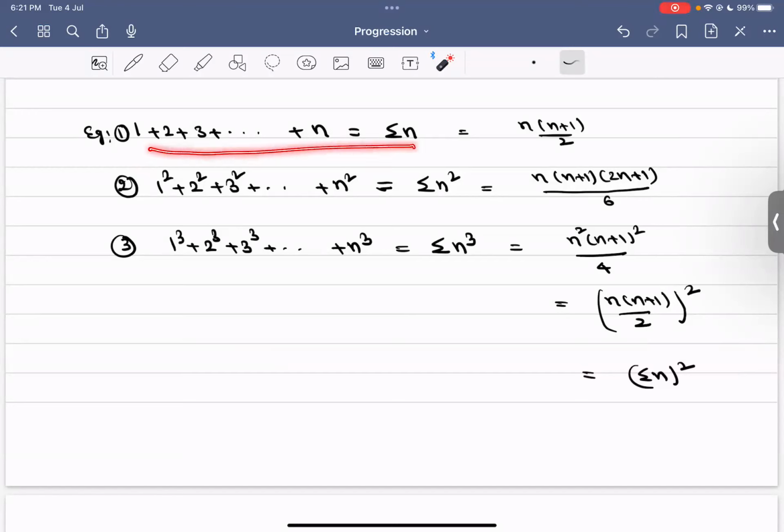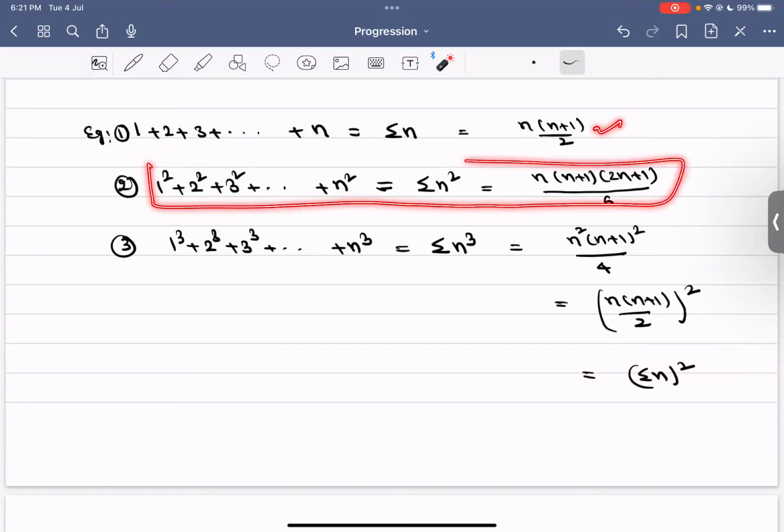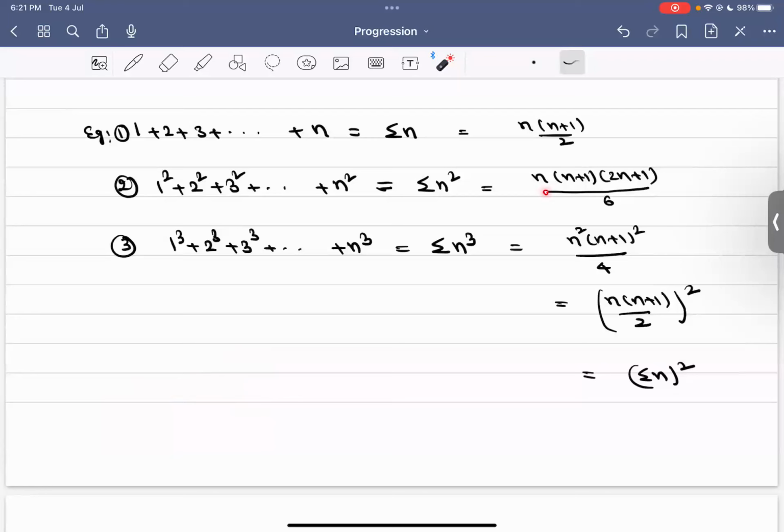This we already proved: sum of n, in the initial classes. So now, with the help of this, we will try to prove this one. What is this? 1 square plus 2 square plus 3 square up to n square is equal to n into n plus 1 into 2n plus 1 by 6.